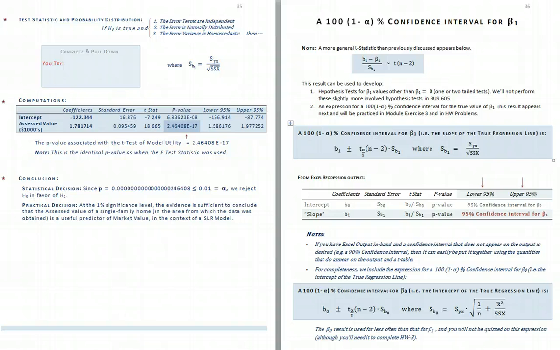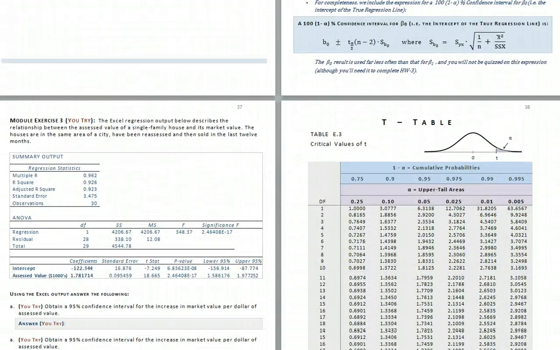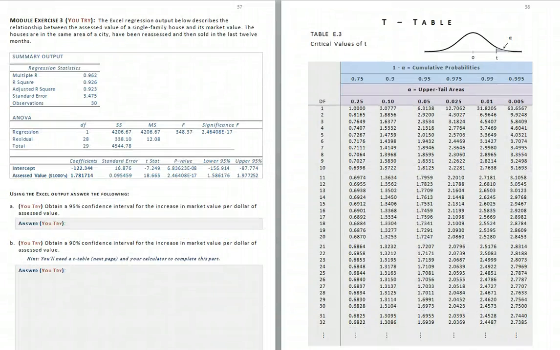The 100(1-alpha)% confidence interval for the intercept beta 0 proceeds in a similar manner and should be read. An understanding of both of these confidence intervals will be needed to complete homework 3. On the last page of this section is exercise 3. Exercise 3 asks for a 95% and 90% confidence interval for the slope of a true regression line. You should complete the solution.